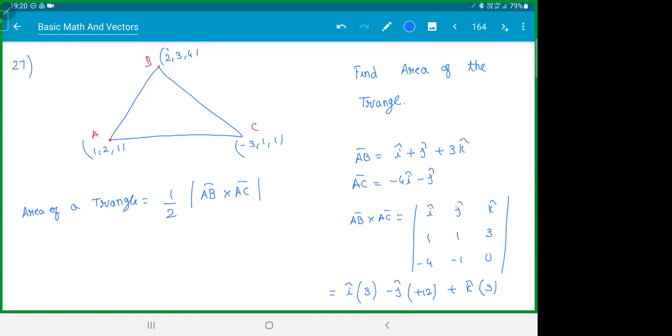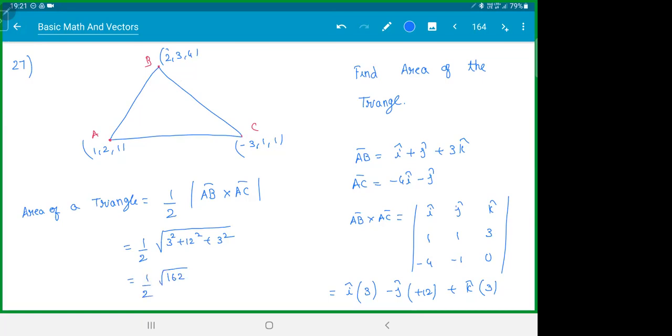Even if you could have taken CB, CA also, you would have got the same answer. So this magnitude you are talking about will be half of root over 3 square, 12 square, and 3 square. Am I right, or did I mess up something? So this is how much? 144 plus 18, 154 and 8, 162. Right, I think I'm right.